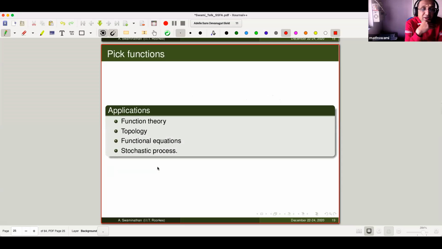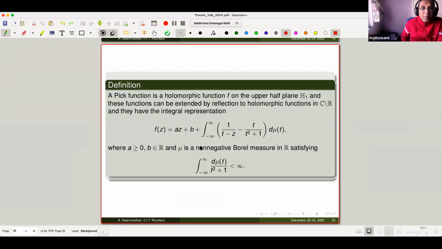Before giving the information, note that it has applications in several topics, including function theory, where a lot of geometric properties are studied. Another is in topology, when people want to study the weak topology in the dual space, or in some functional equations like the Feigenbaum equations, or in stochastic processes, where we speak about the birth and death process. So in all these situations, these functions play a vital role. So now the question is, what are these functions?